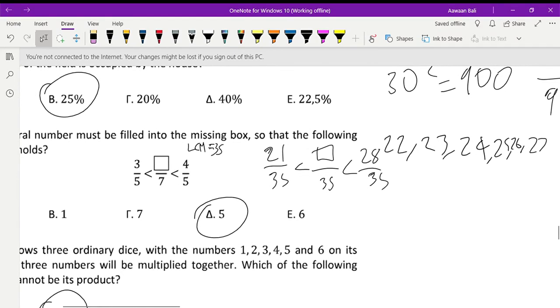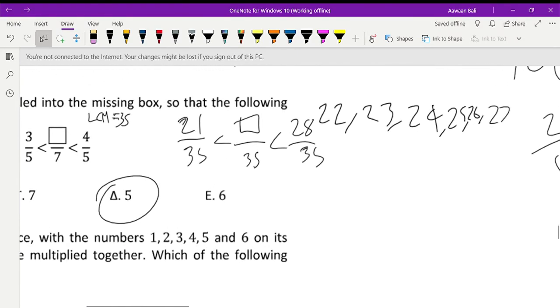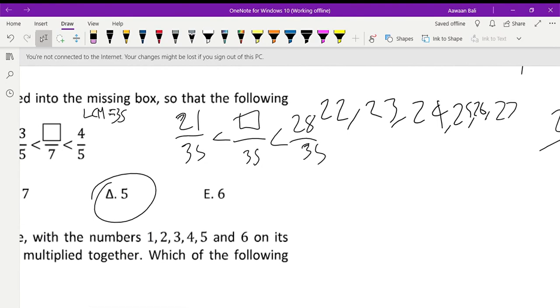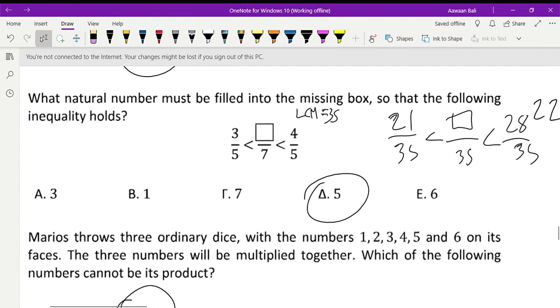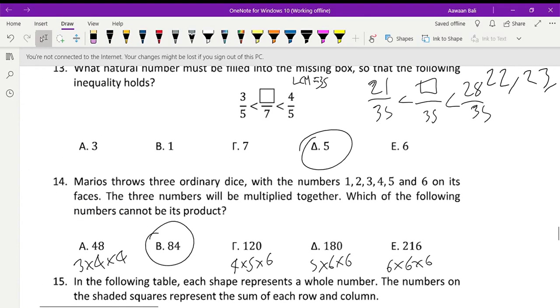Now basically, when it's saying 7, we're multiplying both of them by 5. So we have to find something that's divisible by 5. The only thing that's divisible by 5 here is 25. So 25 divided by 5 is 5. So therefore it would be 5 over 7. So the answer is delta 5.